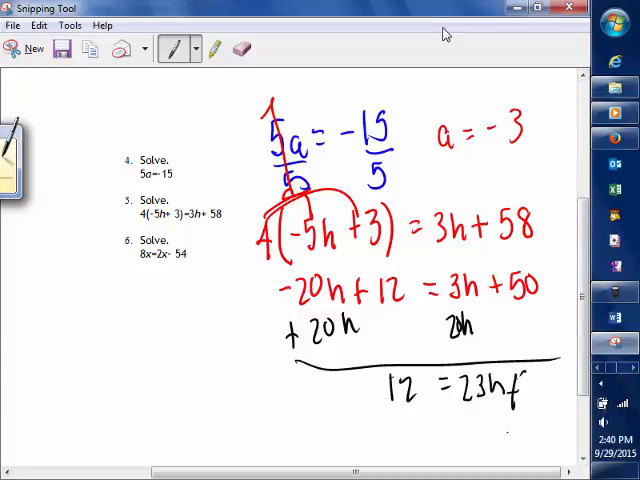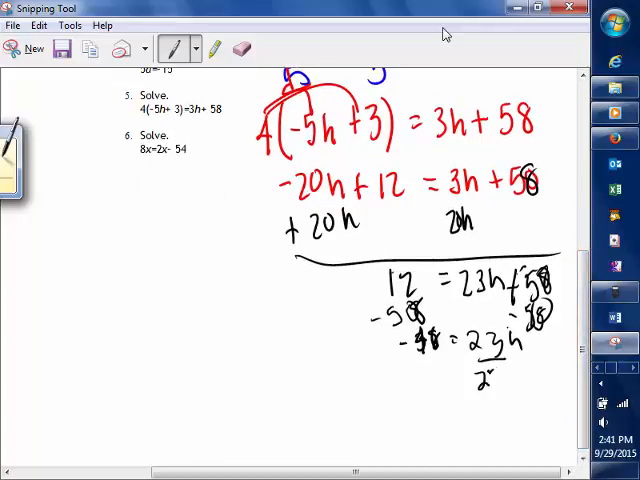plus 50, subtract 50 from both sides, and you get 23h equals negative 38. I made a mistake someplace. 58 this is supposed to be. Subtract 58 from both sides. 58, 12 is 46. So divide both sides by 23, and you get h is negative 2.